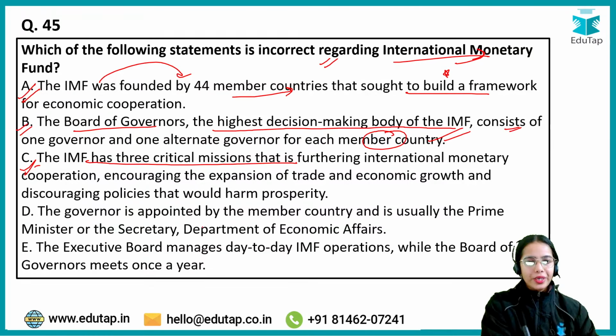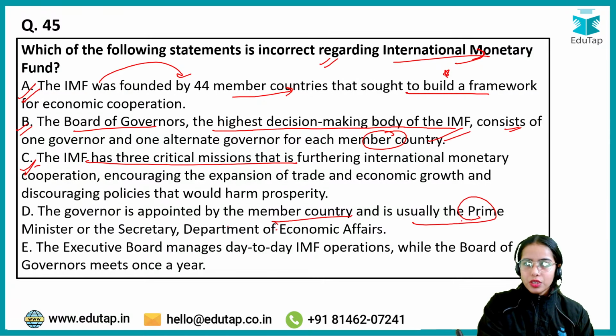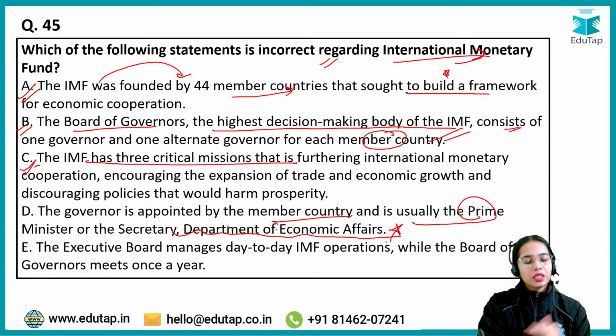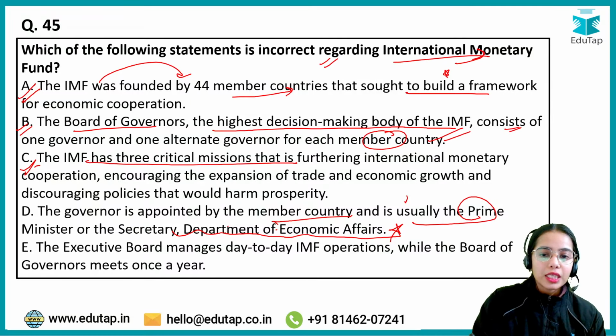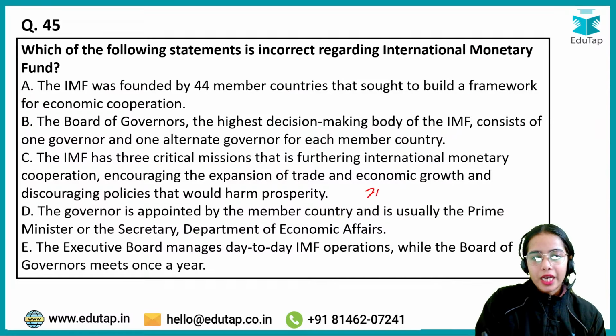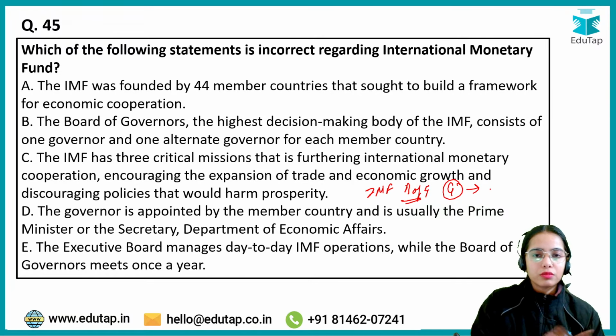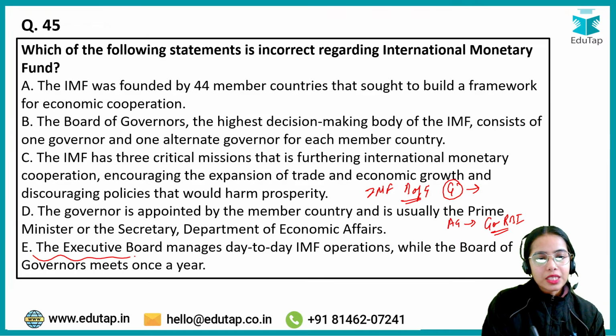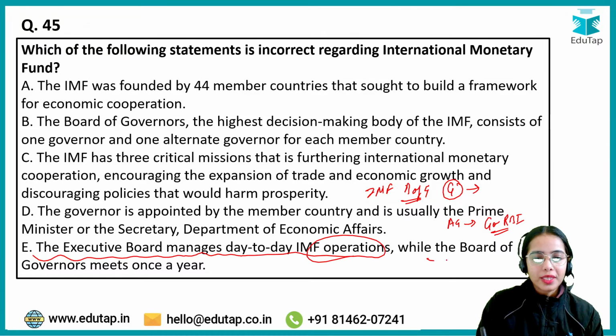The governor is appointed by the member country and is usually the Prime Minister or the Secretary of the Department of Economic Affairs. Is it so? Who is the governor that is appointed by the member country? So the governor is usually the finance minister. So in the IMF, the governor that is appointed is the finance minister. So from our country, in the Board of Governors, the governor is Srimati Nirmala Sitharaman, the finance minister, and the alternate governor is the governor of the Reserve Bank of India, that is Sanjay Malhotra.